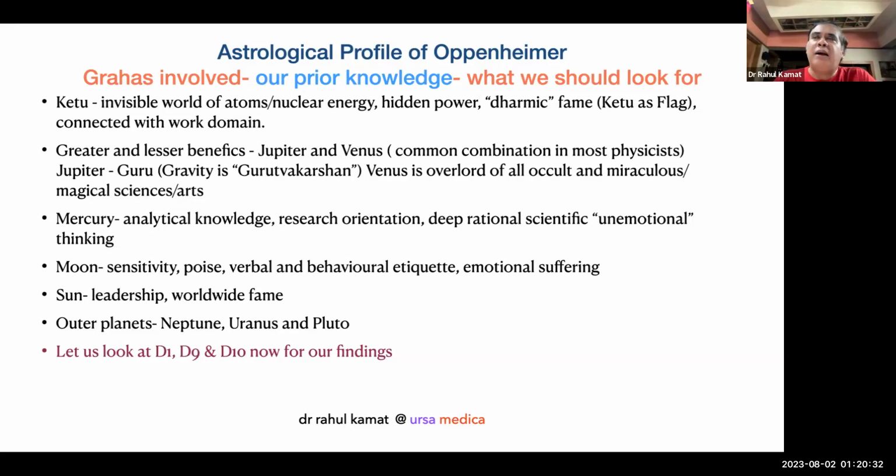But this is also a matter of mundane astrology. This concerns society at large. It concerns humanity at large. So therefore, we have to look at the outer planets. We need to look at Neptune, Uranus, and Pluto, and we'll find very interesting findings.